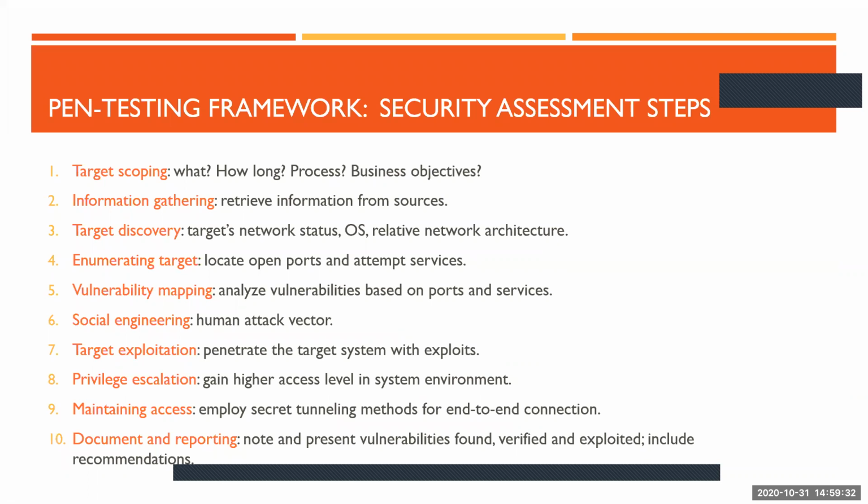You have target scoping, information gathering, discovery of the target. That's when they look at OS, right? Network status. Enumerating target, looking at ports, open ports. They map the vulnerability based on the ports that they found. Social engineering, and then exploitation, privilege escalation, stay in, maintain access, and then document and report.